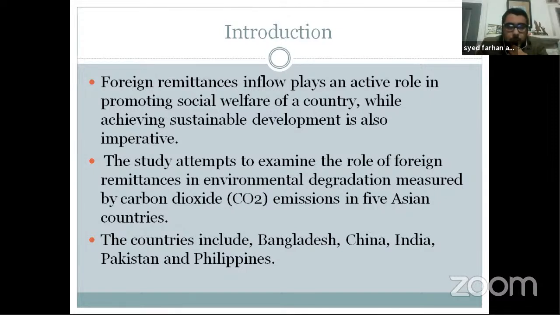Many researchers have shed light on this, but this is my little work. The countries on which I'm going to highlight this problem include Bangladesh, China, India, Pakistan, and Philippines.